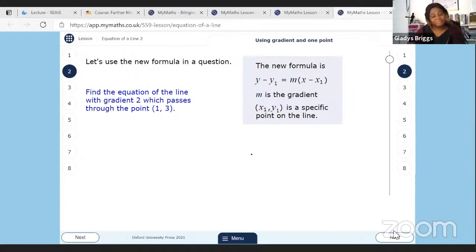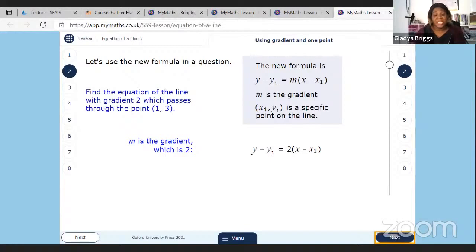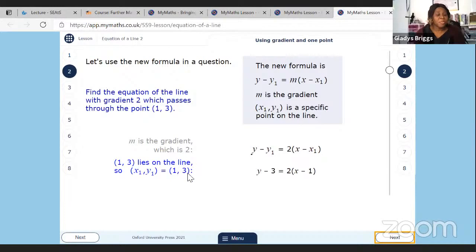Okay, all done? So m is the gradient, and the gradient is 2. So you're going to put 2. M represents the gradient. In your formula, you're going to put 2. Now x1 and y1 are 1, 3.